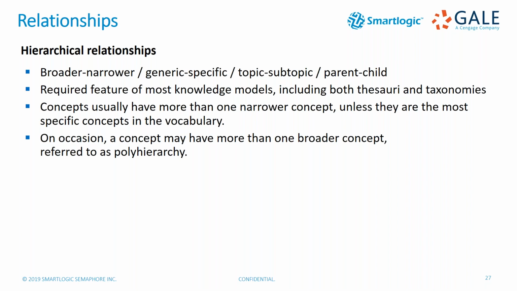Okay, hierarchical relationship: broader, narrower, generic, specific, topic, subtopic, sometimes parent-child, it could be called. This is a required feature of most knowledge models. It's a required feature of taxonomies and thesauri. And in this type of structure, often a concept has multiple narrower concept relationships and just one broader concept relationship, unless of course it's the most specific in the vocabulary, in the concept scheme. On occasion, a concept may have more than one broader concept relationship, and this is referred to as a polyhierarchy.